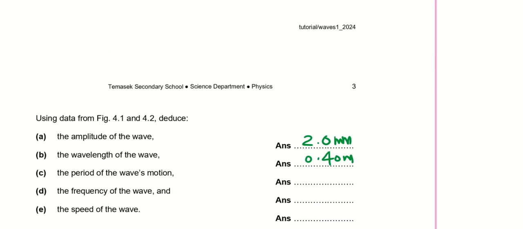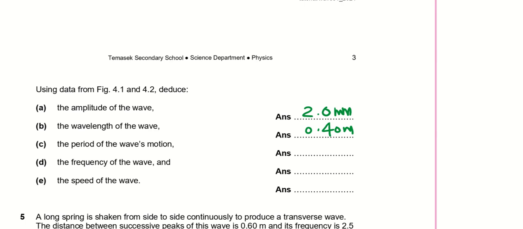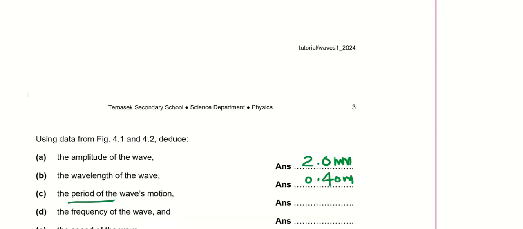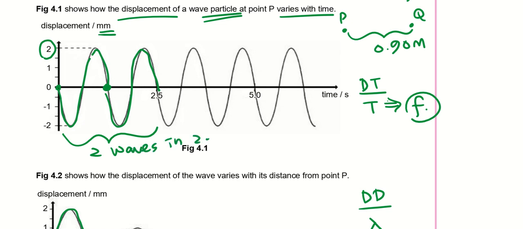Basically you need to know when a wave starts and when it ends to help you determine the wavelength and also to help you determine the period if it's a DT graph. So they ask us for the period. For period, we need to look at the DT graph. If I were to start from here, this is a complete wave, but there's no marking here. So how about I do one more? Now there are actually 2 waves completed in 2.5 seconds.